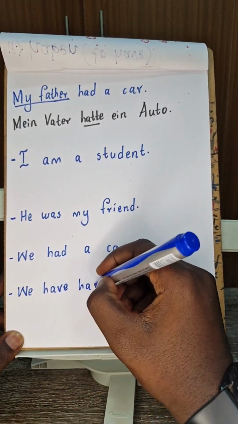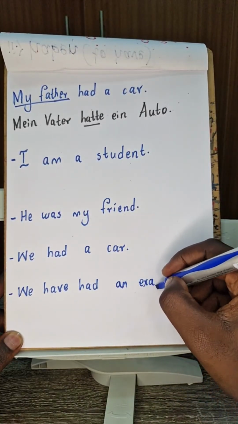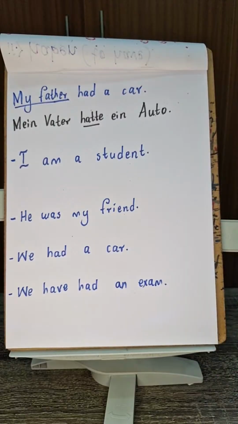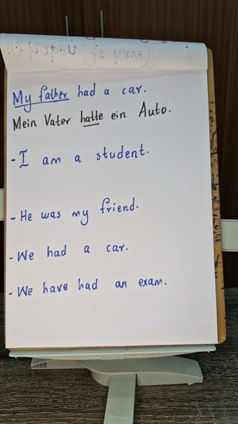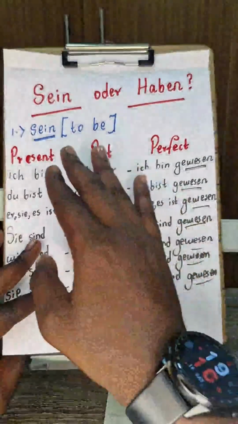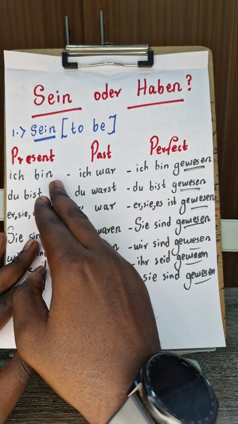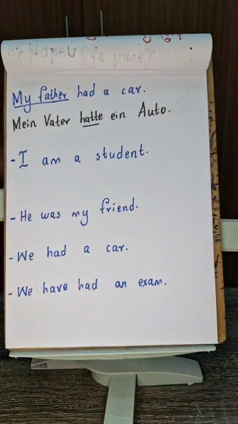We have had an exam. So let's take these ones and attempt. So the first one, I am a student. If we check on our list of conjugation, we said the verb to be, right? So if we conjugate under ich is ich bin. So I am a student.